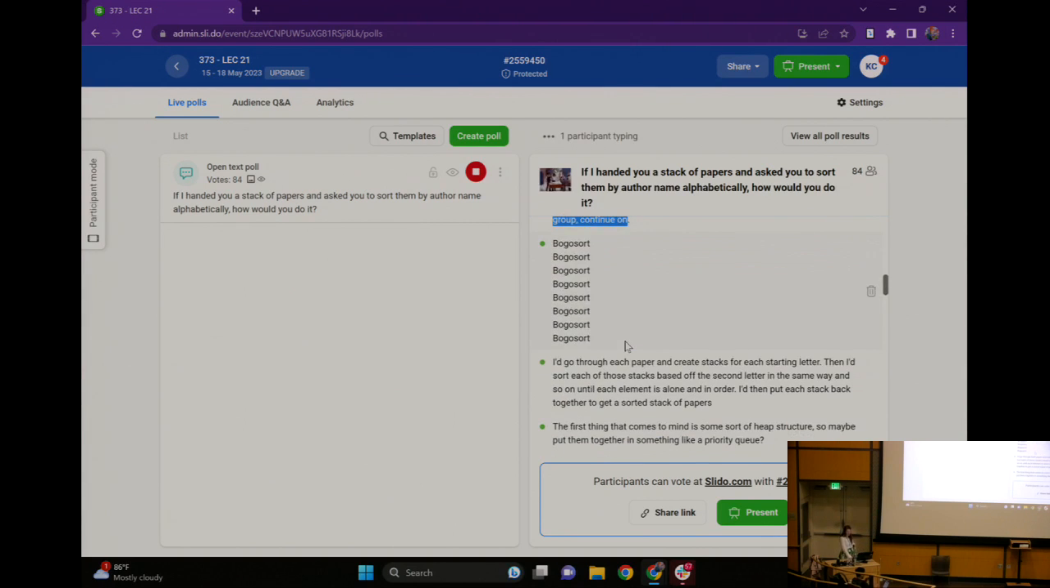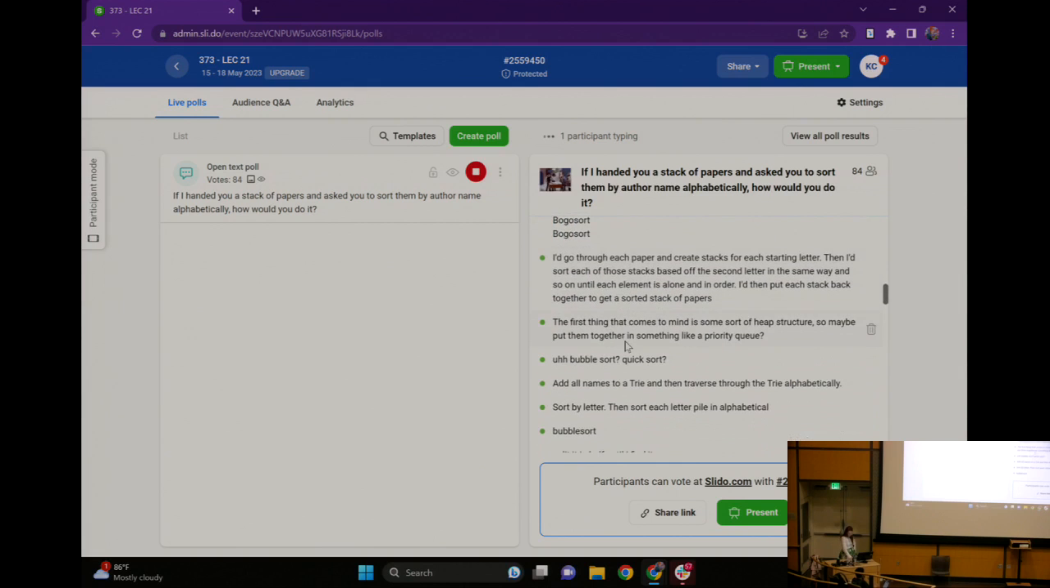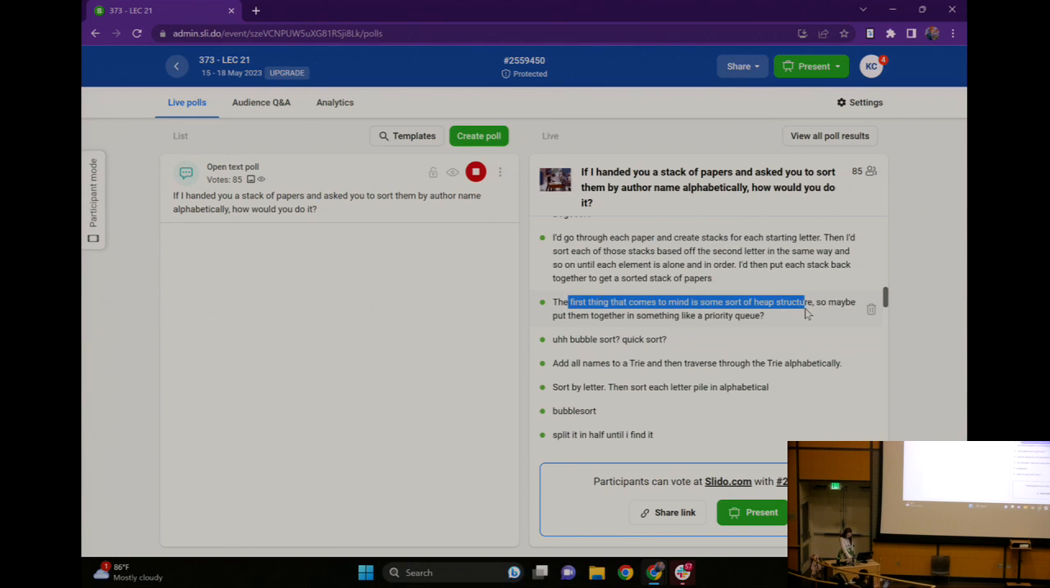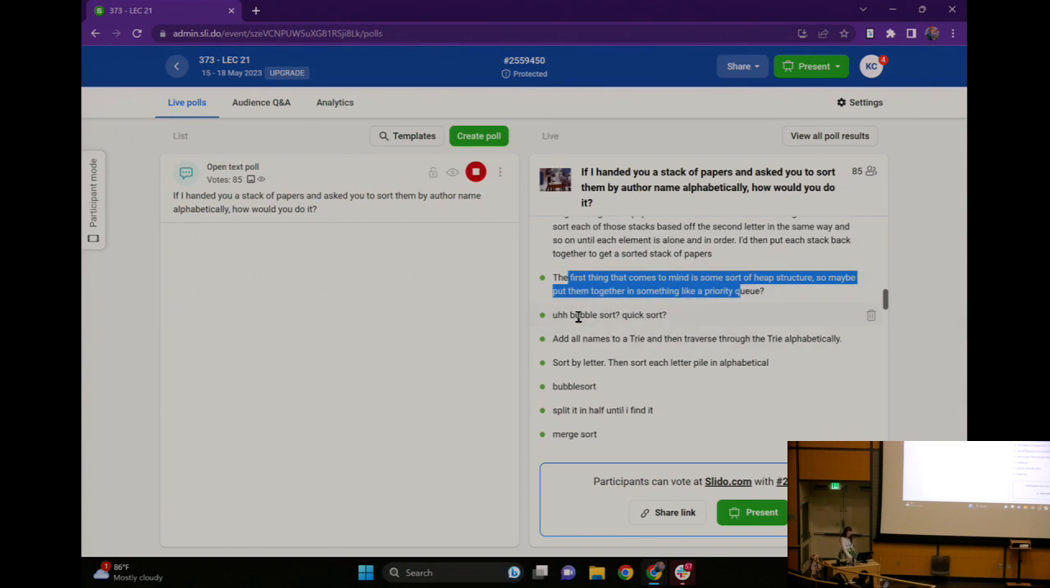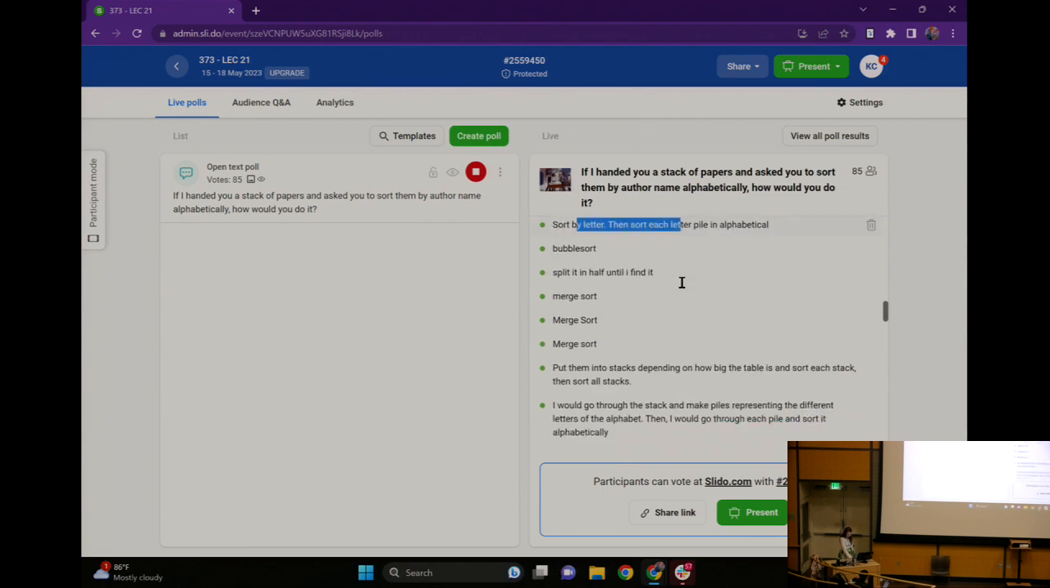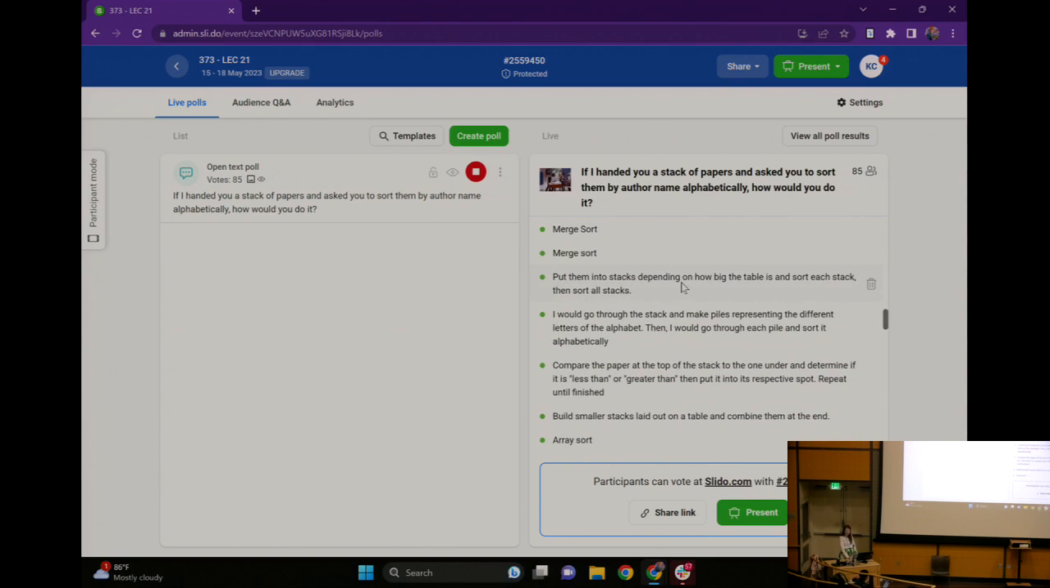Shout out, BOGO sort, very on brand. Okay. Stacks for each letter. Okay, BOGO sort certainly our winner there. Ooh, heap sort. Interesting. Bubble sort, yes. Interesting. Sort by letter. This is another bucket sort here. I'm surprised. I truly thought that selection sort was going to come out on top. I thought you were all going to describe what you didn't know to be named selection sort. Let's see.